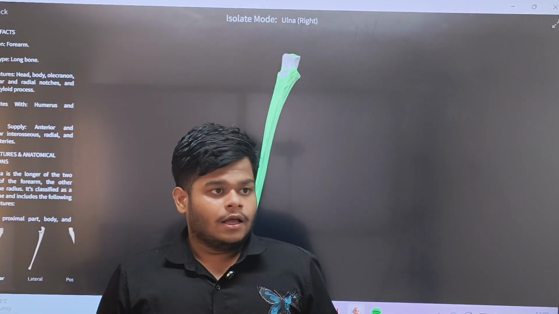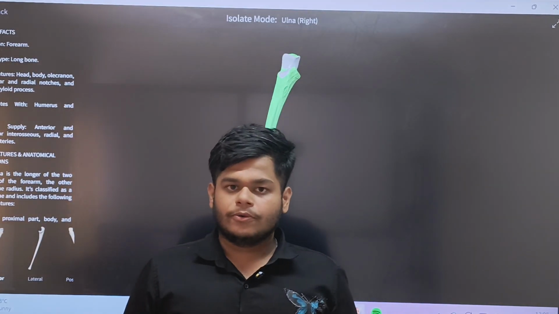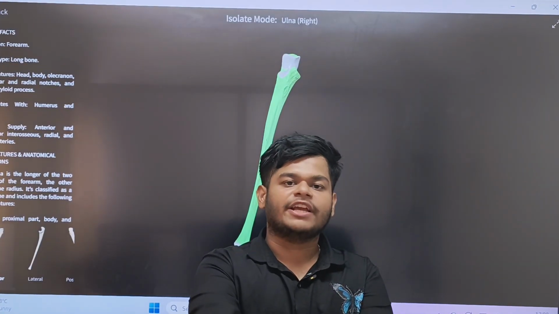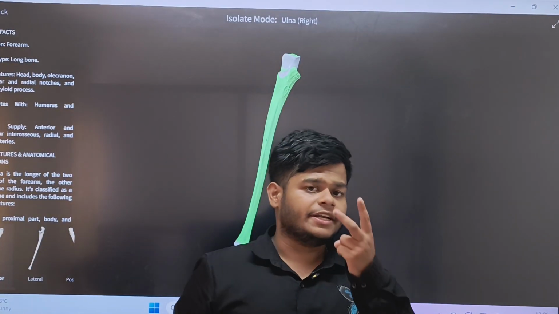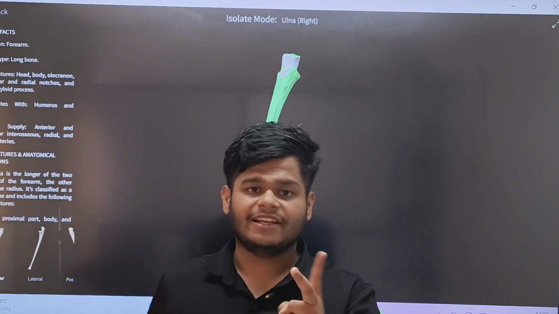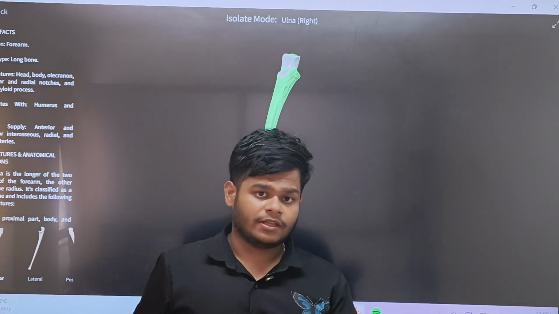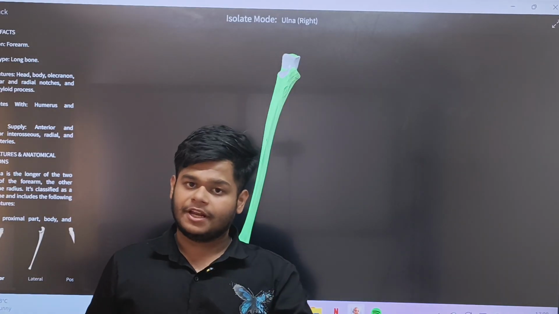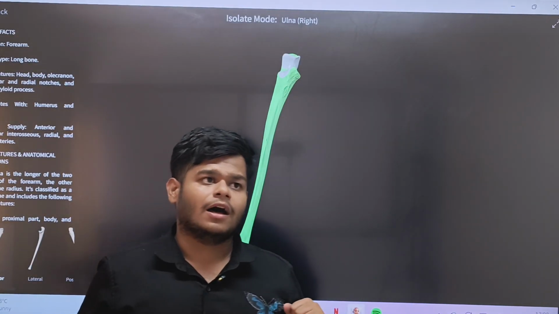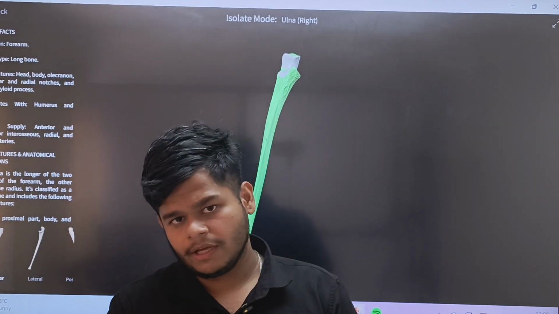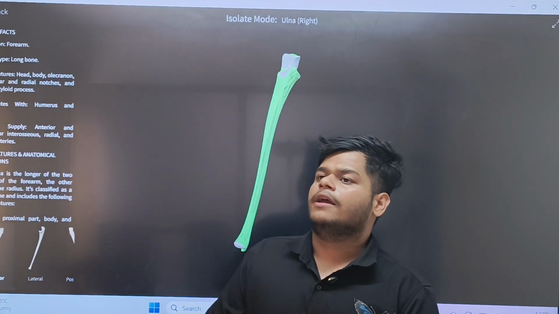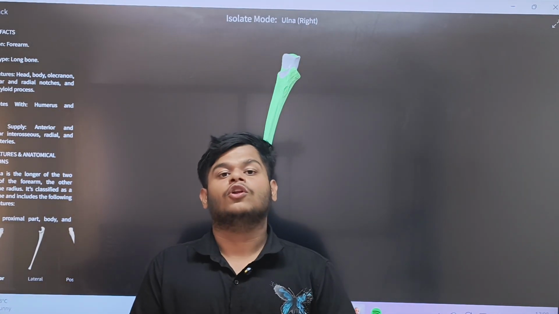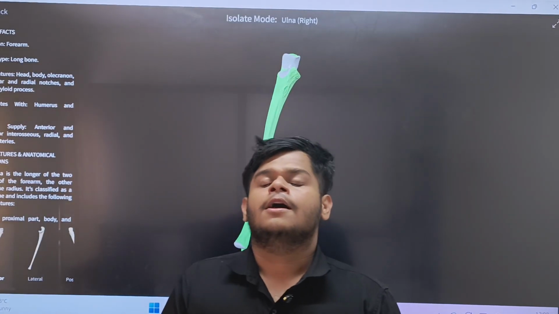Okay. In the previous lecture, I told you that this is the arm, and forward of the arm is called the forearm, which contains two bones, the radius and the ulna. Radius was the lateral bone and ulna is the medial bone. So this ulna is the medial bone of the upper limb. It is homologous to the fibula of the lower limb, right?